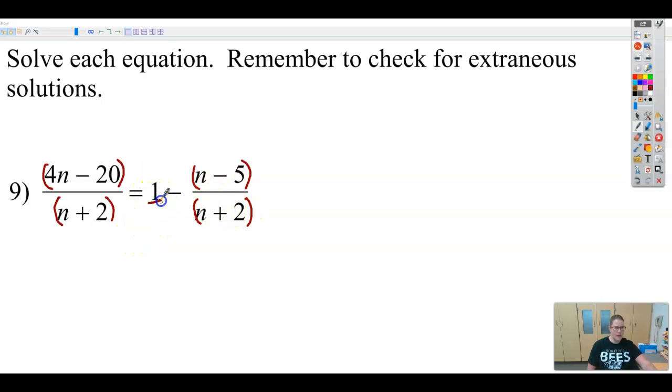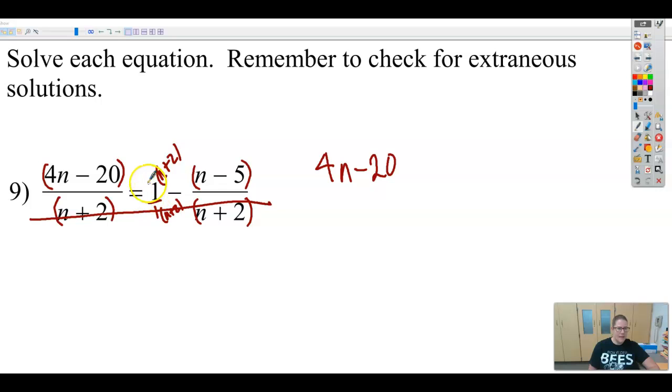I've got this 1 here, which we'll think of as 1 over 1. So these two actually already have a common denominator of n plus 2. So we just need to give this one right here the same common denominator. So just multiply by n plus 2 over n plus 2. Now that all of these have an n plus 2 on the bottom, I just cross them out. So I've got what's left across the top. So I've got 4n minus 20, and then I have 1 times n plus 2, which is just plus n plus 2.